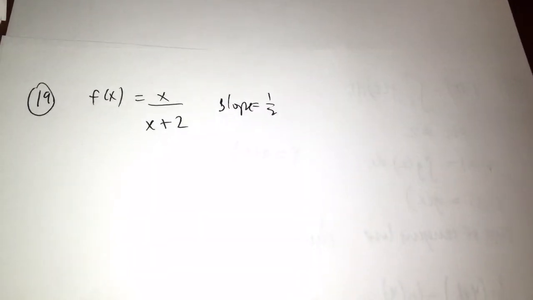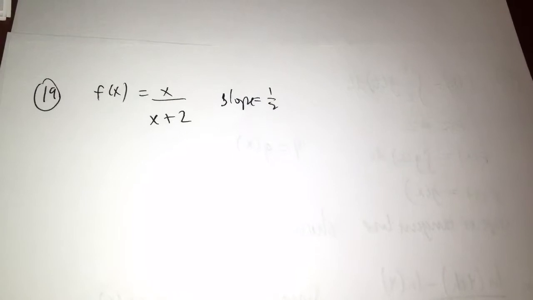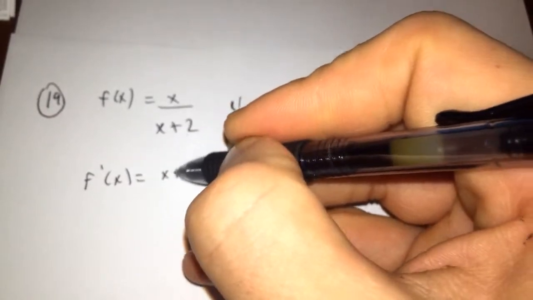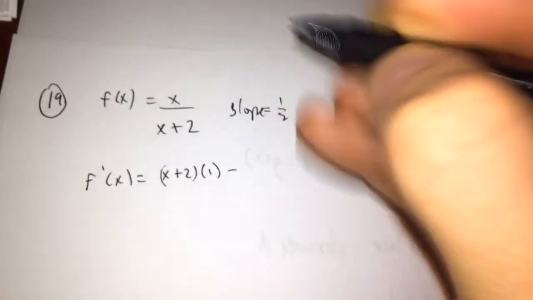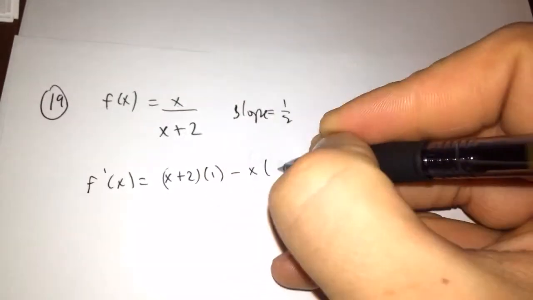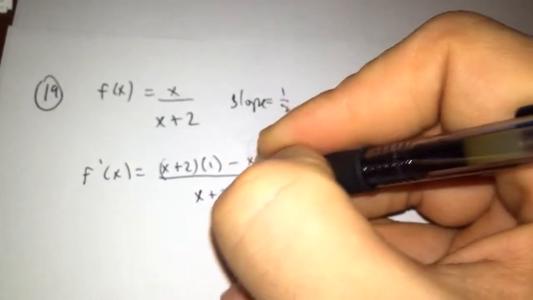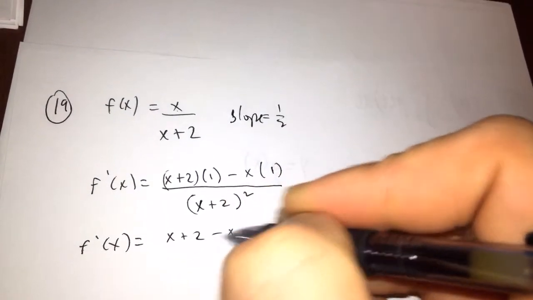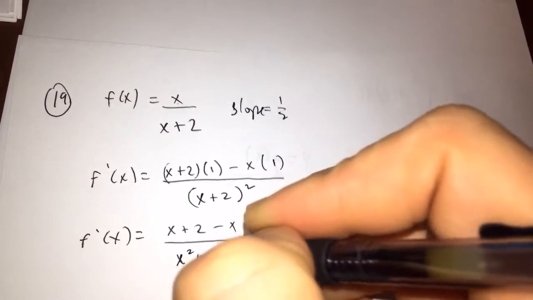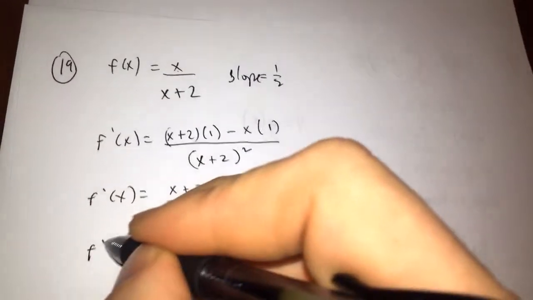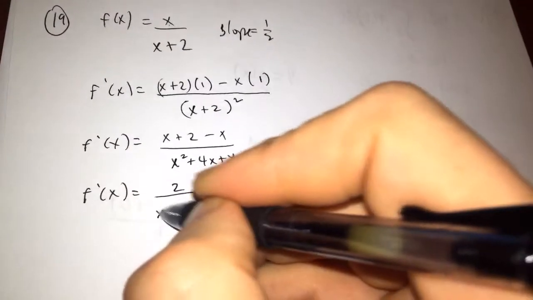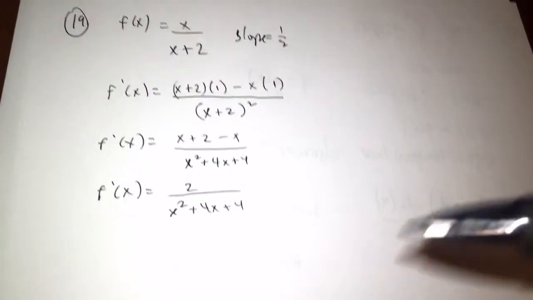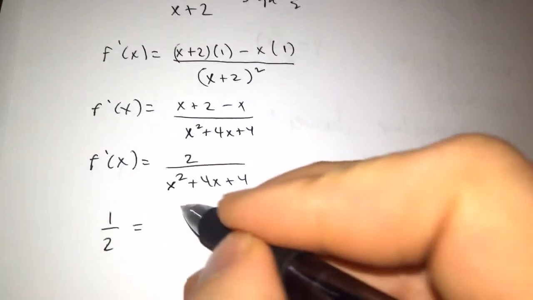For number 19, they want you to find where this graph has a tangent line with a slope of 1/2. So what I'm going to do is derive this using the quotient rule: the denominator times the derivative of the numerator minus the numerator times the derivative of the denominator, all over the denominator squared. Simplifying that, I have x plus 2 minus x all over, you can expand this, it doesn't really matter. You have f prime of x equals 2 over x squared plus 4x plus 4. To find where the slope is 1/2, I am going to set this equal to 1/2.